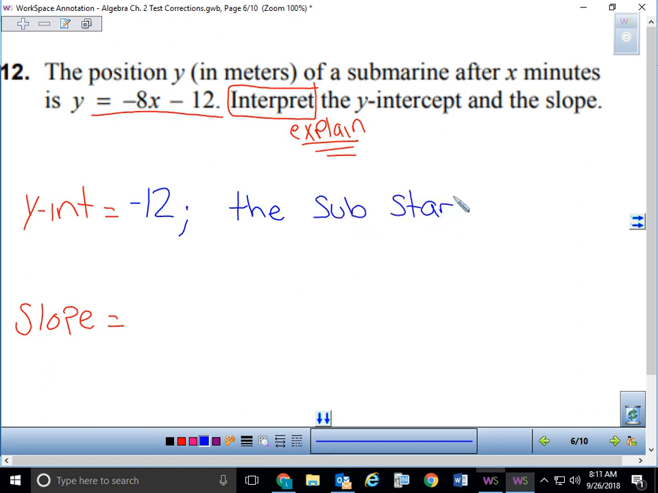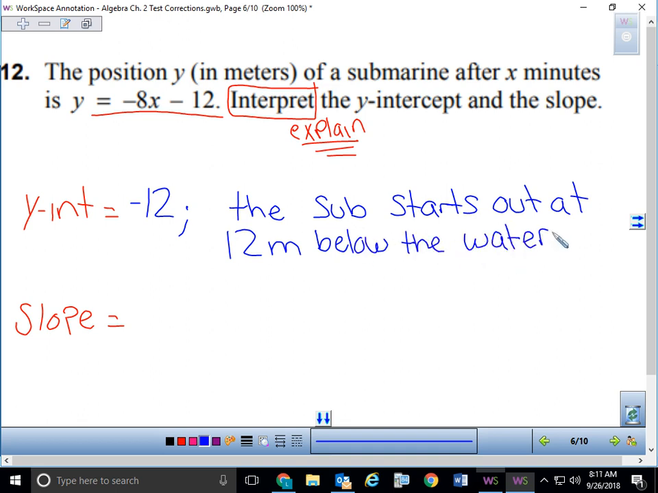So here, I'm going to say the y-intercept is negative 12, which really means the sub starts out at 12 meters below the water. I'm choosing meters because it's in the problem. This is when no time has passed. The sub is right now just hanging out 12 meters below the water. Nothing has happened. No time has passed. That's just where we started. Y-intercepts are always starting values, and that was in your notes. Start is a key word to talk about the y-intercept.